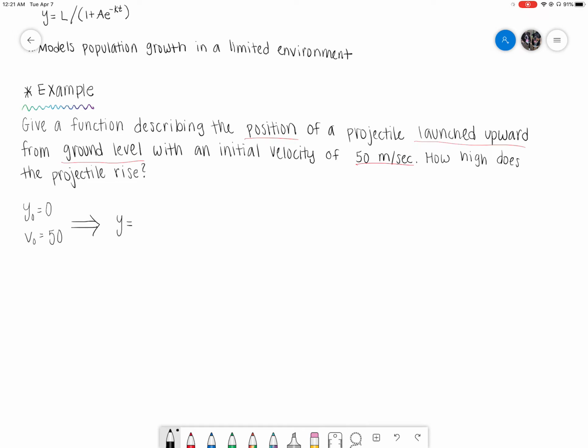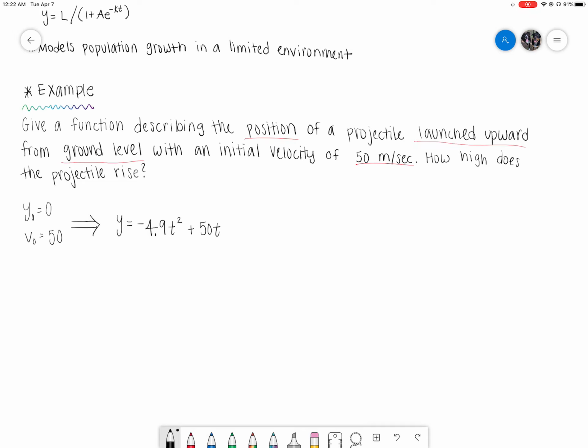Our function, based on the format we saw before, is negative 4.9 t squared plus 50t. So that gives us the function. And now we want to know how high the projectile rises. So we want to find a maximum.